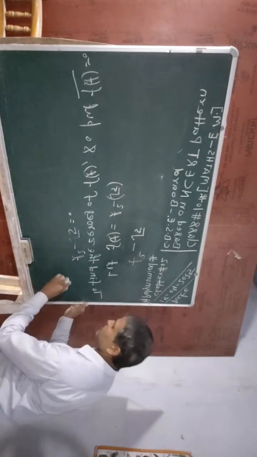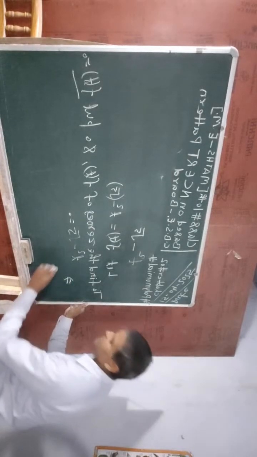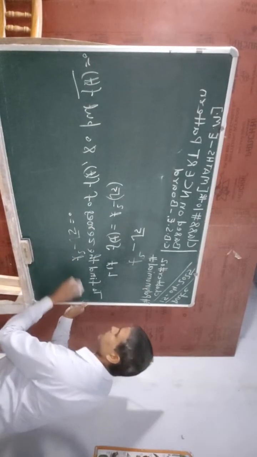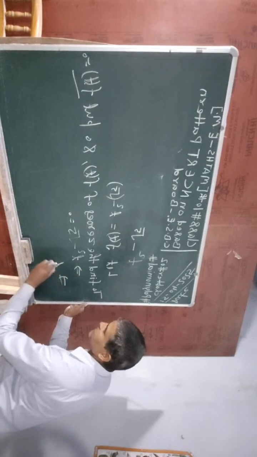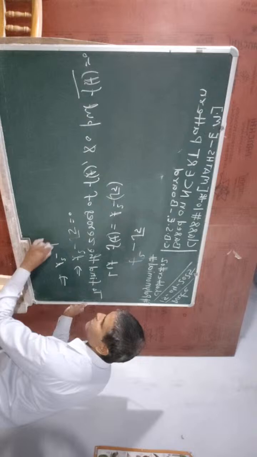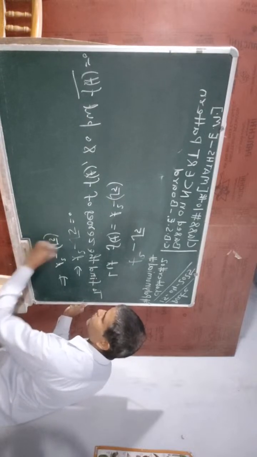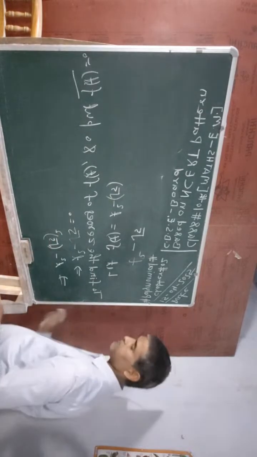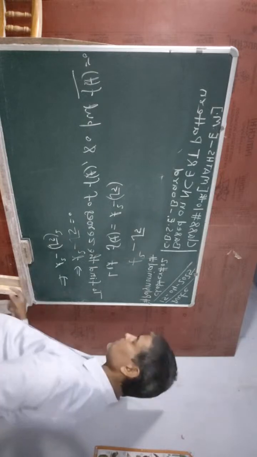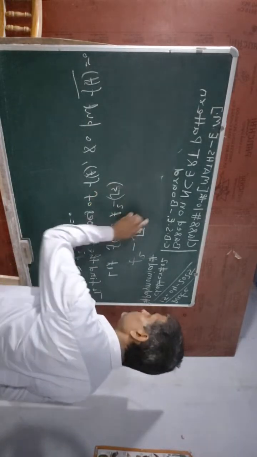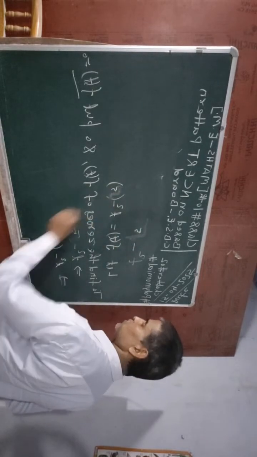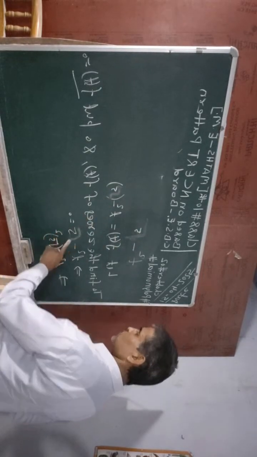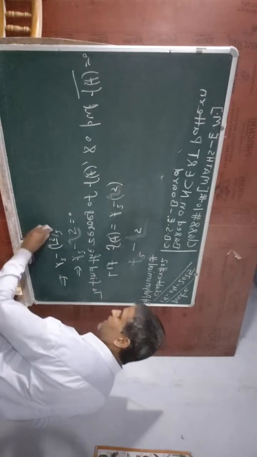Okay students, so you have to factorize this one. In the next step you write t square minus root 5 whole square, because here 5 is available, so in place of this you will write like this.